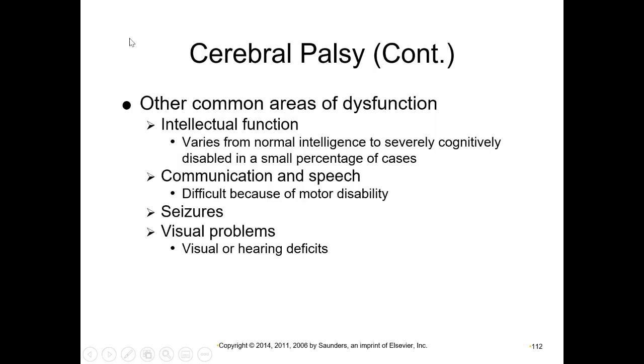There are other common areas of dysfunction, and you can see those here: intellectual function, communication. Sometimes the communication problem is because of the motor dysfunction and the inability to speak, not because they're not of normal intelligence, but because they just motor-wise can't say the words. So intelligence can be impaired. They can go from normal intelligence to severely disabled. Seizures are a possibility, and visual and hearing problems.